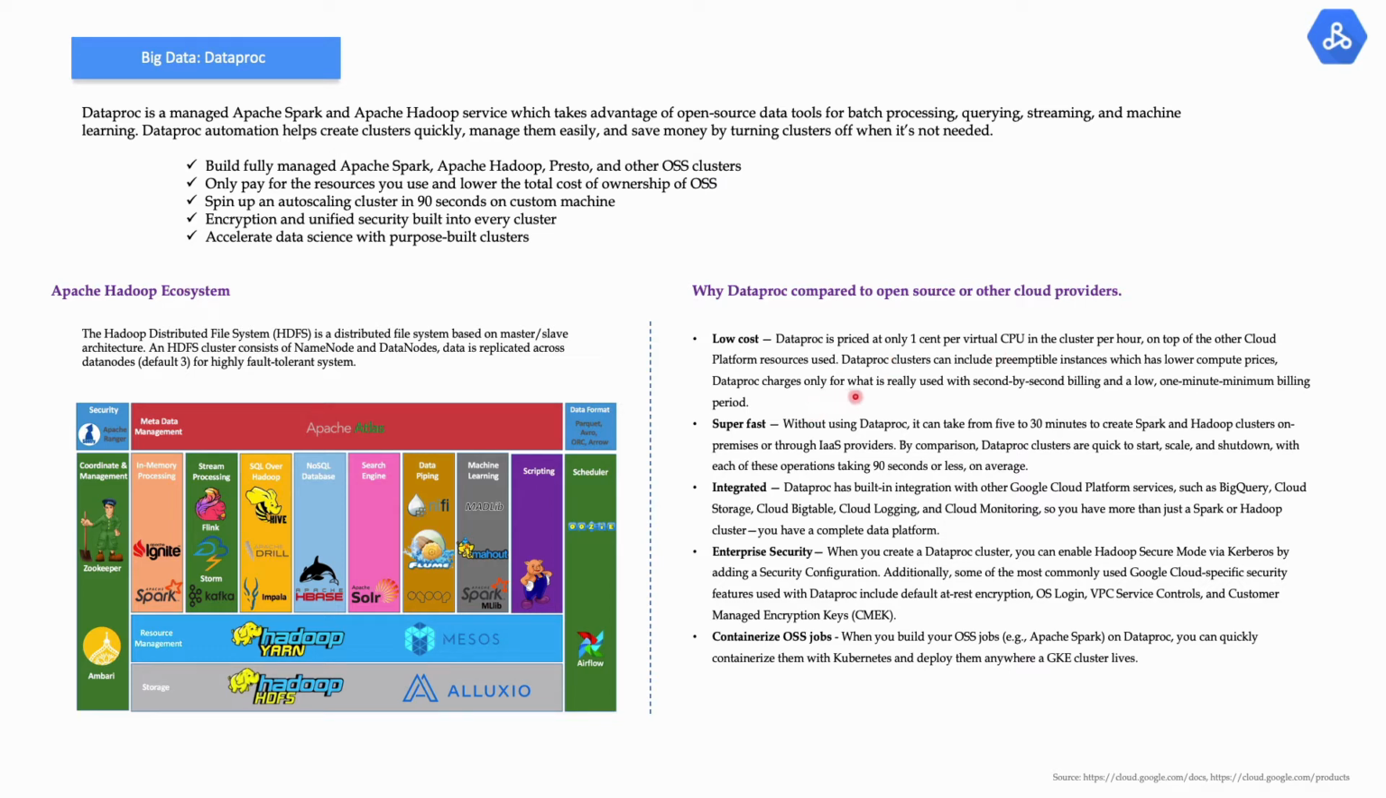Dataproc charges only for what is really used, with second-by-second billing and a low 1 minute minimum billing period. It's blazing fast. Without Dataproc, it can take from 5 to 30 minutes to create a Spark and Hadoop cluster on premises or through IaaS providers. And if any of you have tried to set up the entire big data ecosystem on-prem or on a couple of servers, you know the pain of navigating through each and every software, stitching them together so that your entire pipeline works.